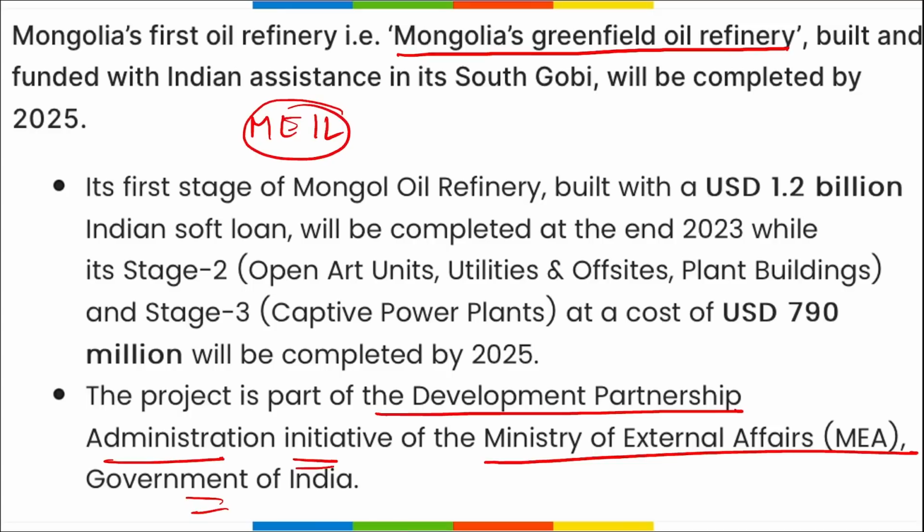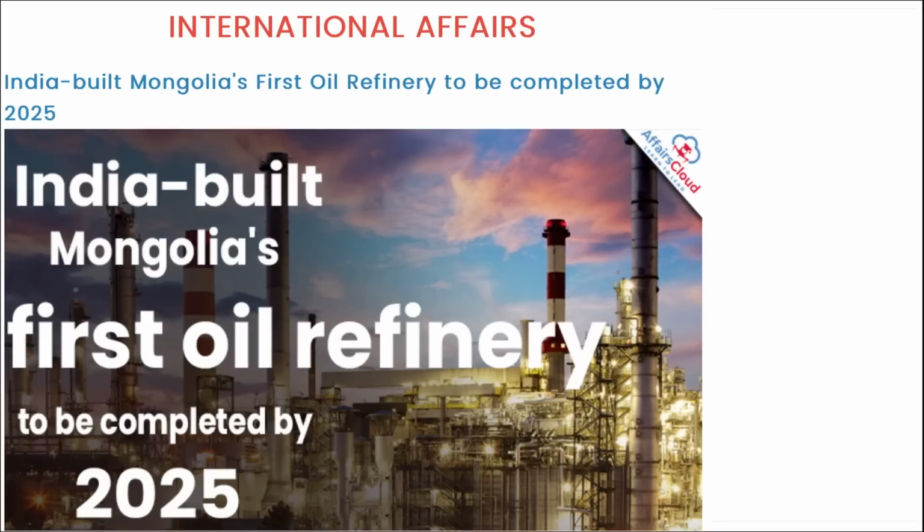Correct. Apart from this, remember, Mongolia is also looking for Indian investment in the mining and metal sector, with plans to start shipping cooking coal to India by 2024. So as of now, remember, India built Mongolia's first oil refinery, which will be completed by 2025.